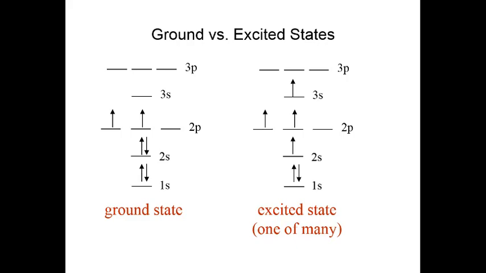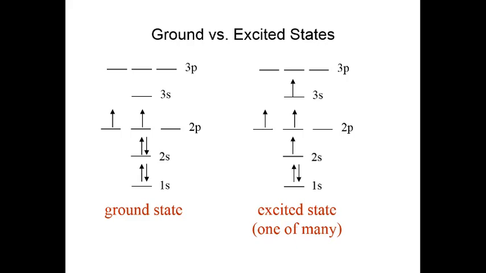The diagram on the left is for a neutral carbon atom, which has 6 electrons. Since all of the electrons are in their lowest possible orbitals, and the 2 electrons in the 2p sublevel obey Hund's rule, this is the ground state of carbon. Of course, 6 electrons can be distributed in a variety of ways, so there are a variety of excited states, one of which is shown on the right.